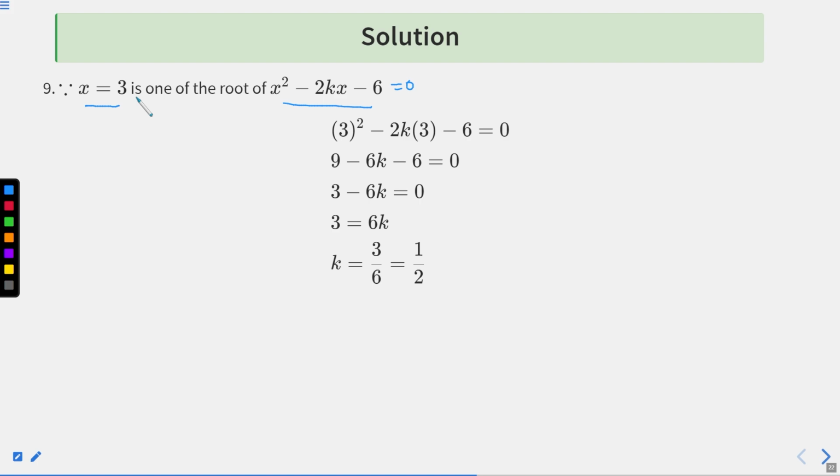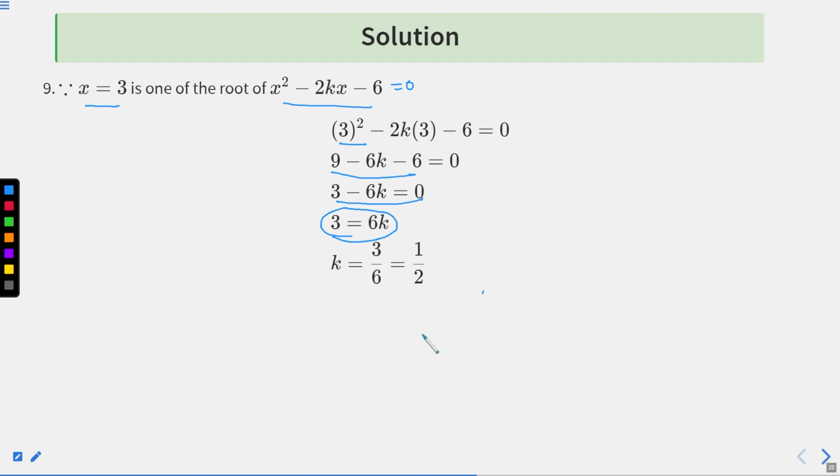Now if we substitute the value of x equal to 3 in the given quadratic equation, we get 3 square minus 2k times 3 minus 6 is equal to 0. It implies 9 minus 6k minus 6 is equal to 0, and it implies 3 minus 6k is equal to 0, and it implies 3 is equal to 6k. Okay, and it implies k is equal to 3 by 6, that is equal to 1 by 2.